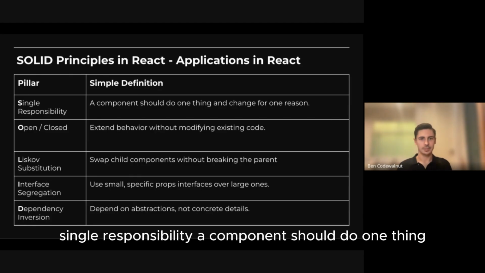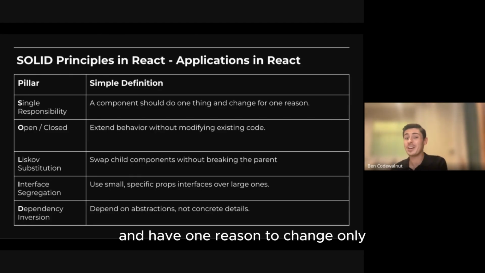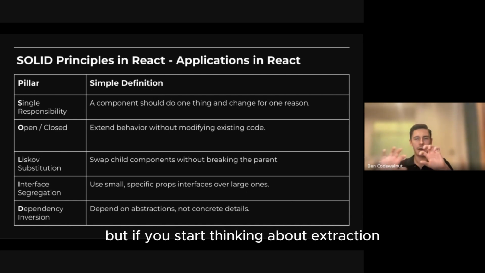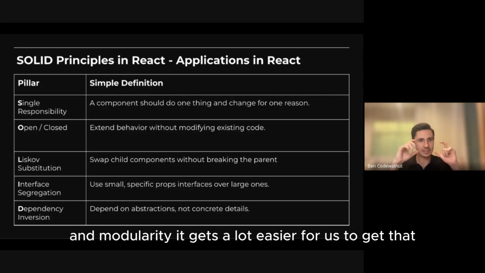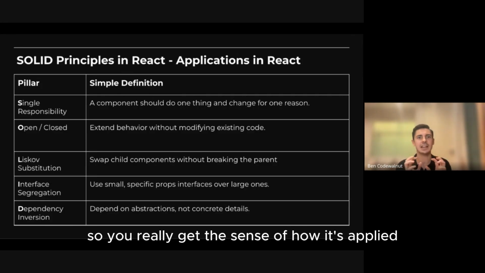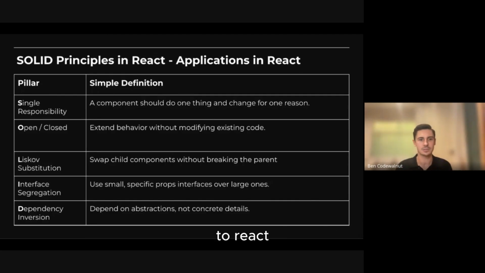Single responsibility. A component should do one thing and have one reason to change only. It's hard to achieve sometimes, but if you start thinking about extraction and modularity, it gets a lot easier for us to get there. And I'm going to show you some examples so you really get the sense of how it is applied to React.